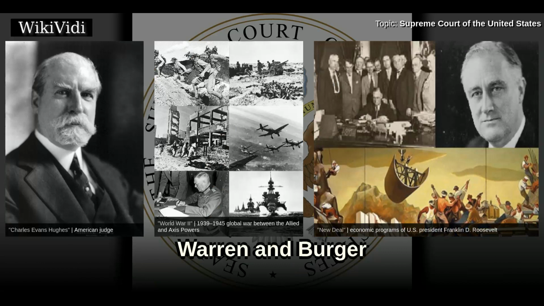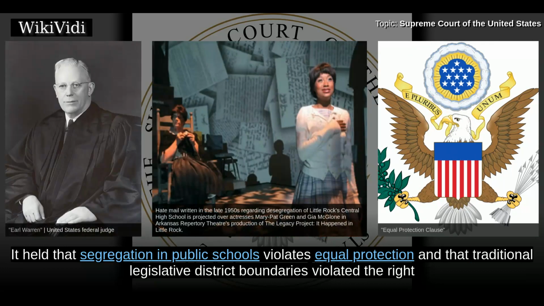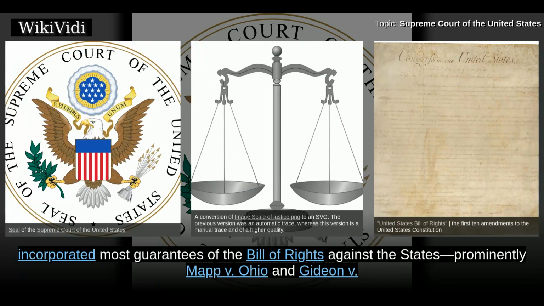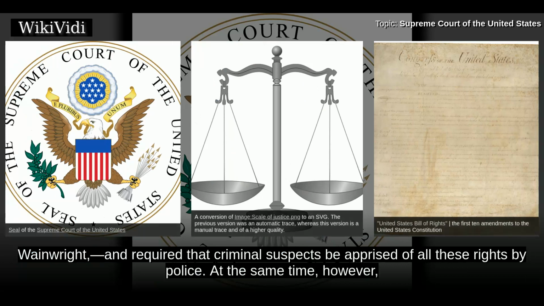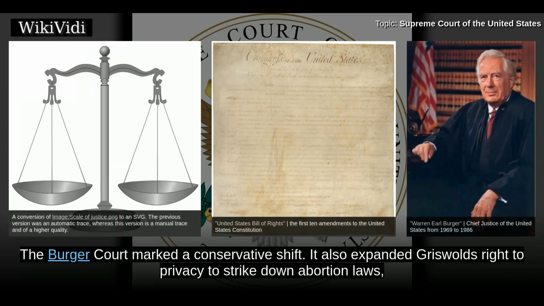Warren and Burger. The Warren Court dramatically expanded the force of constitutional civil liberties. It held that segregation in public schools violates equal protection and that traditional legislative district boundaries violated the right to vote. It created a general right to privacy, limited the role of religion in public school, incorporated most guarantees of the Bill of Rights against the states, prominently Mapp v. Ohio and Gideon v. Wainwright, and required that criminal suspects be apprised of all these rights by police. At the same time, however, the court limited defamation suits by public figures and supplied the government with an unbroken run of antitrust victories. The Burger Court marked a conservative shift.